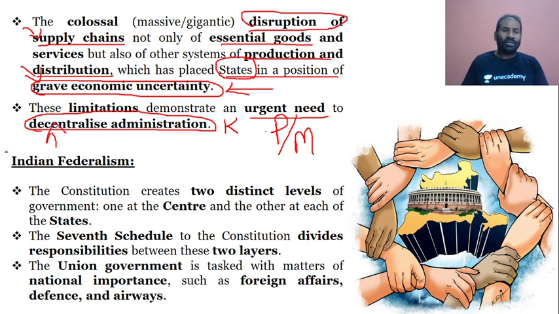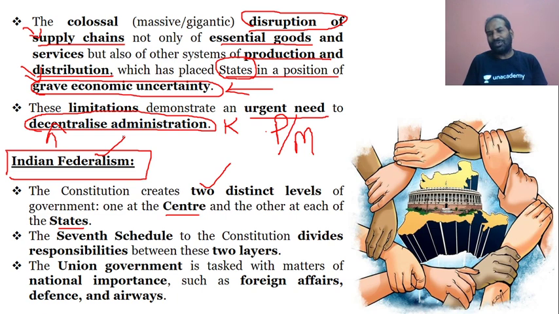And now, because we have seen the states' limitation, we will look at the concept of Indian federalism, which is very important for the prelims and also for the mains, in regard to the way the center and the states are invoking many acts on the backdrop of COVID-19 or the pandemic situation. The constitution has created two distinct levels, one at the center and one at the states. That is what federalism is. That is what the federal arrangement is.